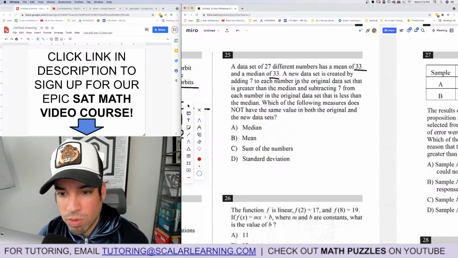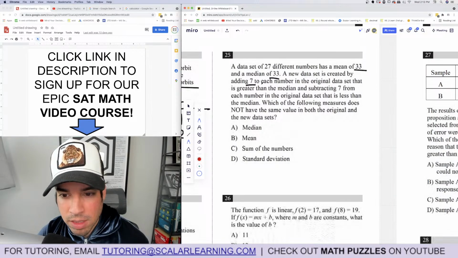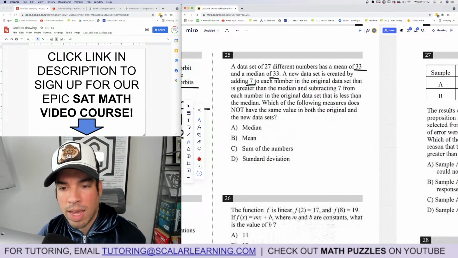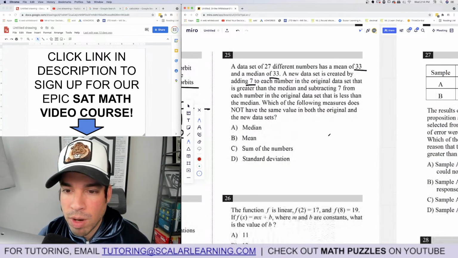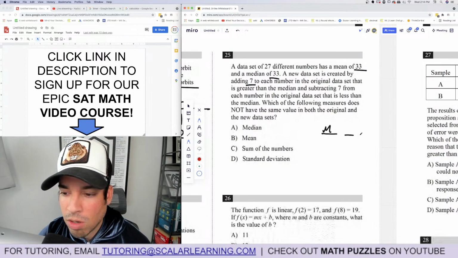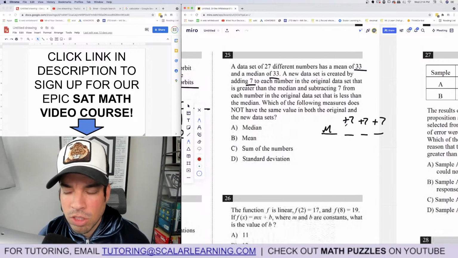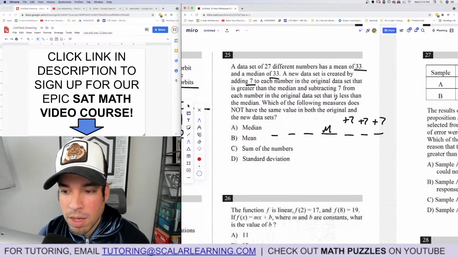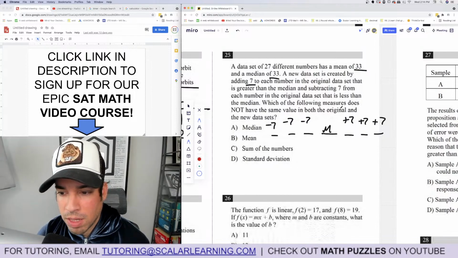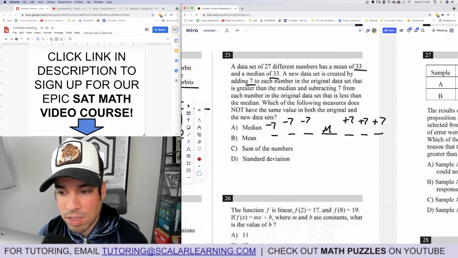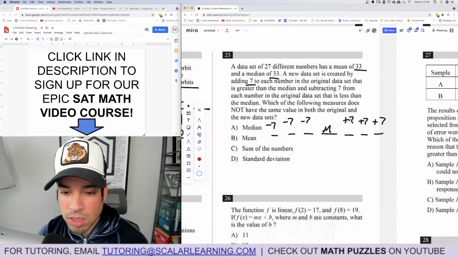and a median of 33. Great. A new data set is created by adding 7 to each number in the original data set that is greater than the median. So here's the median. We got all these numbers over here. So we're adding 7, adding 7, adding 7. You know, obviously it would be 16 values, but I'm just going to approximate. And then subtracting 7, -7, -7, -7. Which of the following measures does not have the same value in both the original and the new data sets?